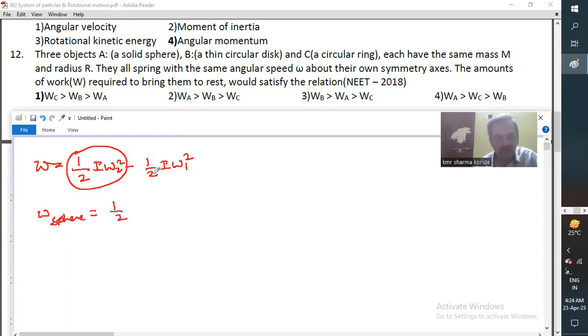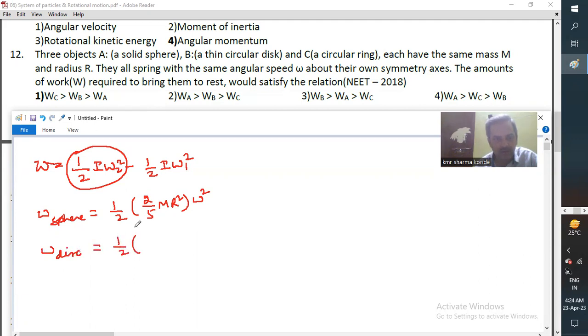Half I omega square. The moment of inertia for a solid sphere rotating about its diameter is 2 by 5 mr square. With the same angular velocity, omega square. So here the important part is this 2 by 5. Then coming to the disc.